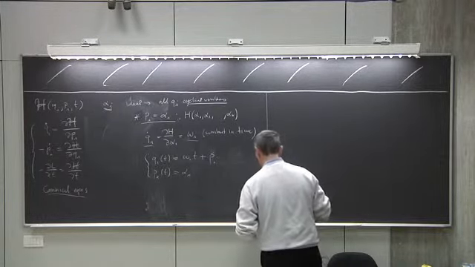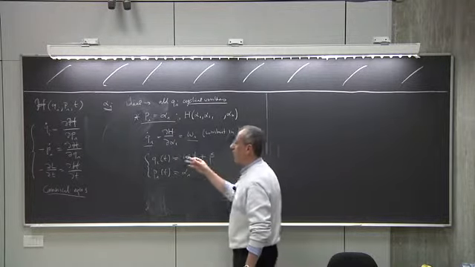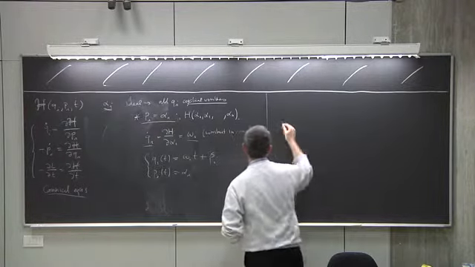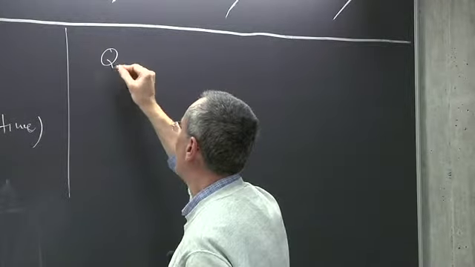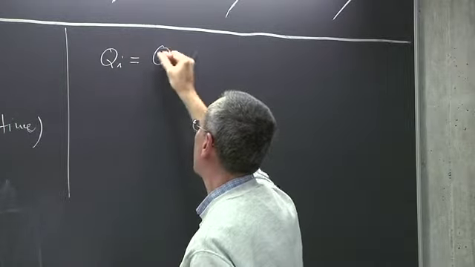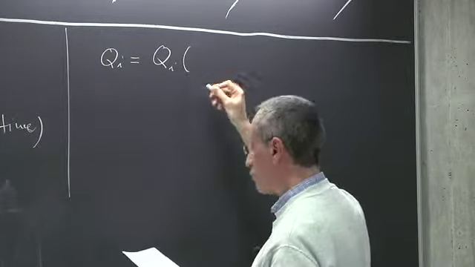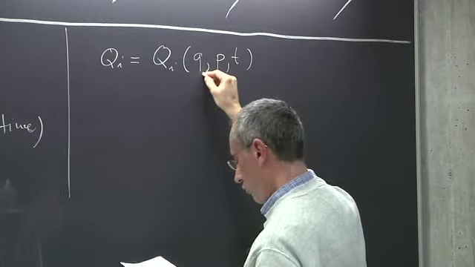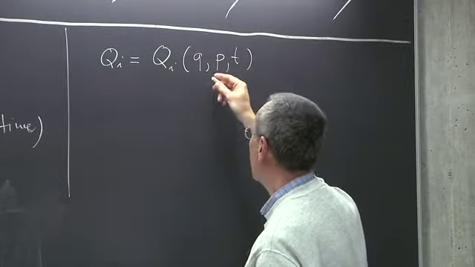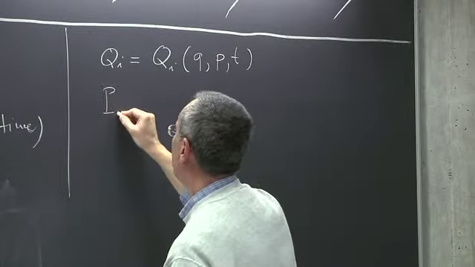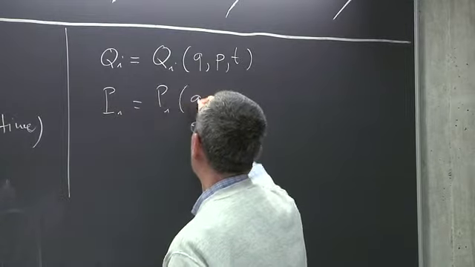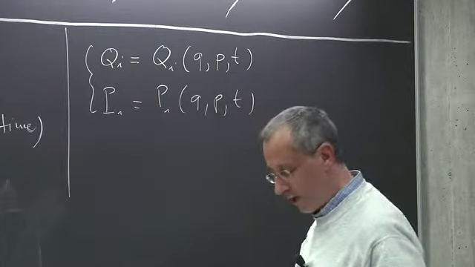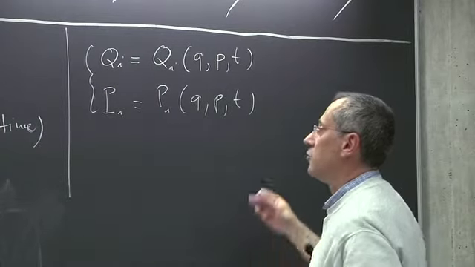I want to change from an original set of variables that I call little q's and little p's to a new set that I call big Q's and big P's. So let's assume that big Q is a function of your original set of variables, maybe even time, and the new big P is a function of your original q's, p's, and t. This is just the definition of a transformation, just a change of variable.